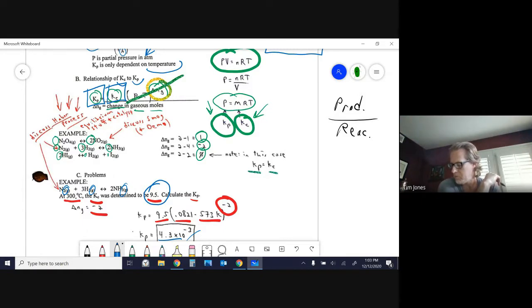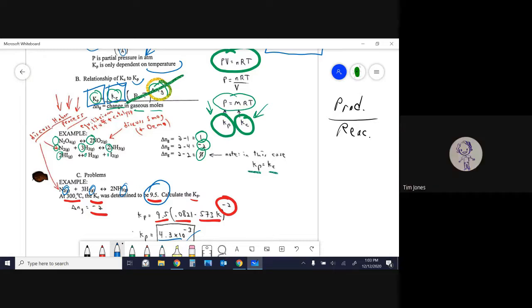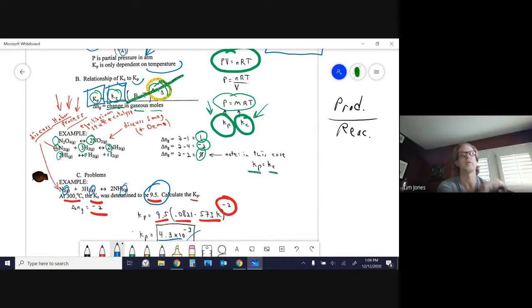But then they'll give you the Kp. And if you don't pay attention, you will use the concentrations in the Kp expression. What you need to do is either convert your Kp to Kc so that it matches the concentrations that were given, or convert your concentrations into pressures so that it works with the Kp. So be aware of that and be careful. It will come up a few times.